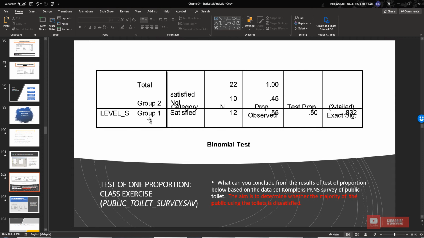So total is at the bottom. Group 1 is correctly at the top, group 2 is at the bottom. Group 1 is satisfied, 22, group 2 not satisfied is equal to 10. So most of the users are satisfied. Right. So we are testing the probability 0.5, right? So we know that 50% are not satisfied. 0.032.